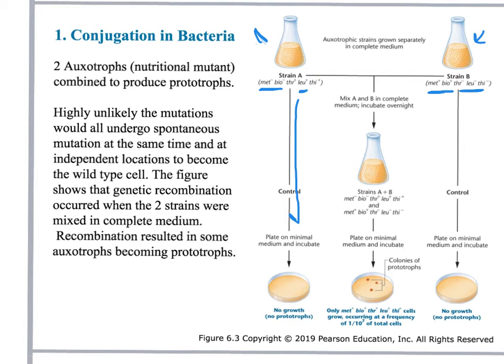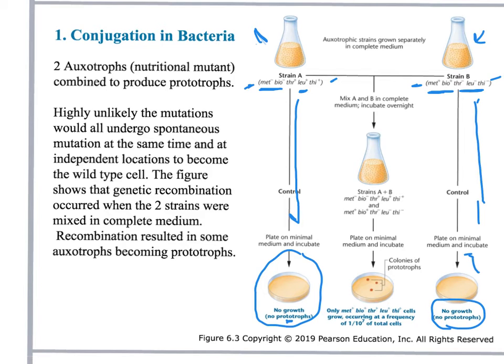After you grow your cells, you take them out and plate them on a minimal medium right here. The minimal medium doesn't have any of these food sources, and nothing happens. You don't get any growth, and you certainly don't get any transformation from the auxotroph to the prototroph. The same thing is happening over here. You're growing these strains, then you plate and incubate them, and nothing happens. You don't get any prototrophs there either.